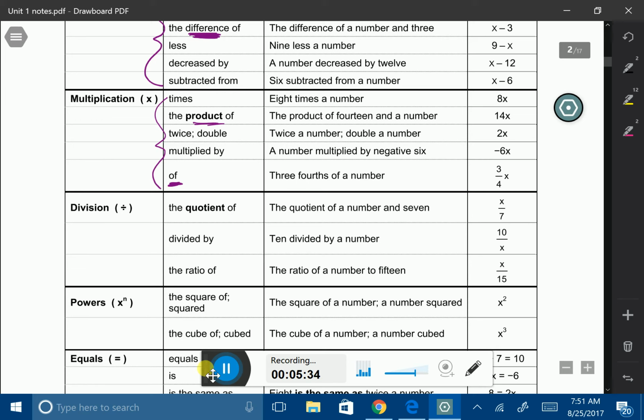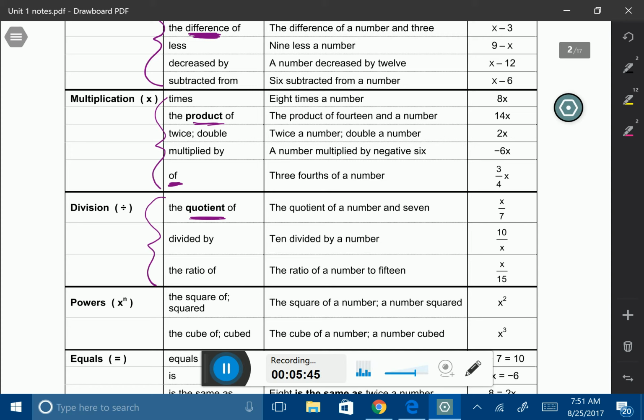And the last one, division. Here are our frequent terms. The quotient of. Quotient's a very popular one that we use. Divided by, 3 divided by 8. And the ratio of. A ratio, again, is just another way to represent a fraction. So the ratio of 3 over 8, that is representing division.